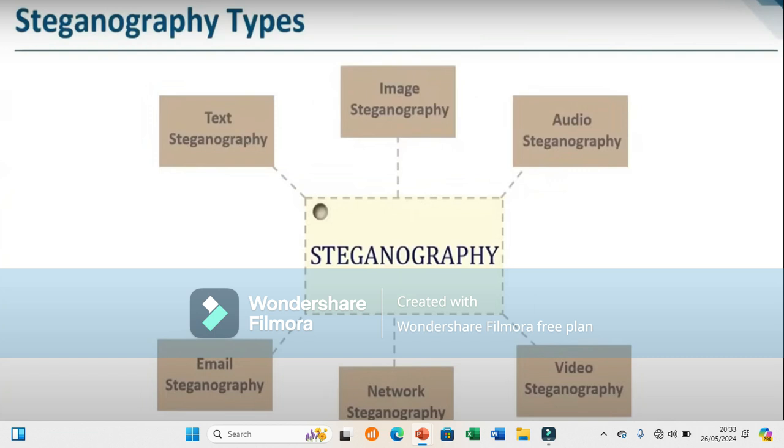Types of cytography: you have text cytography, you have image cytography. I told you about this earlier on. There are some of the cytography types I'm going to make use of in this class.